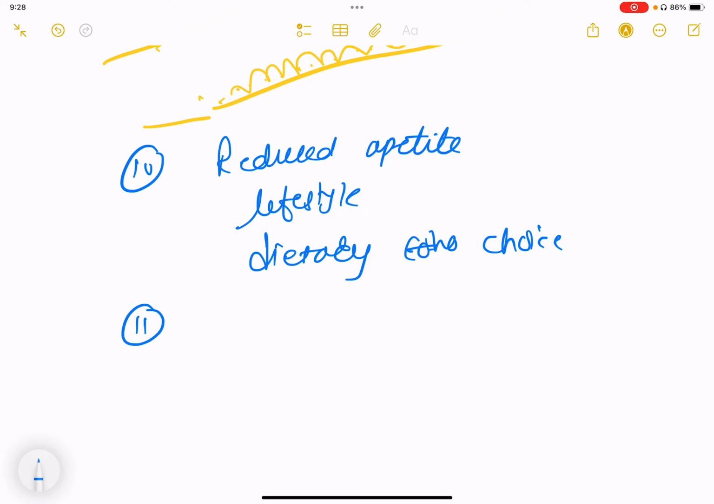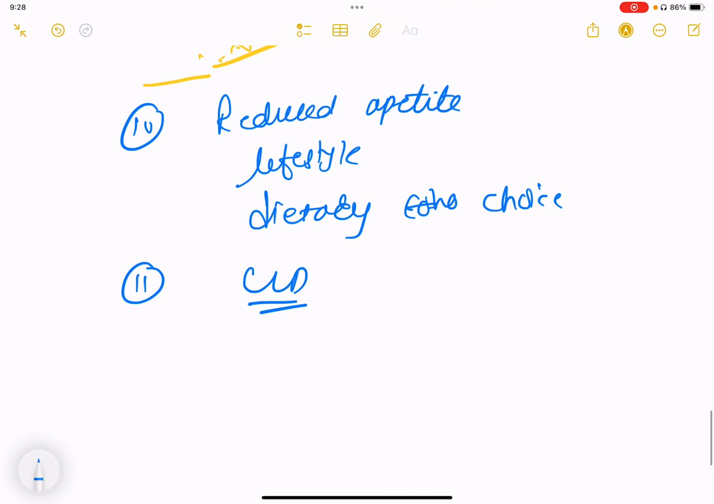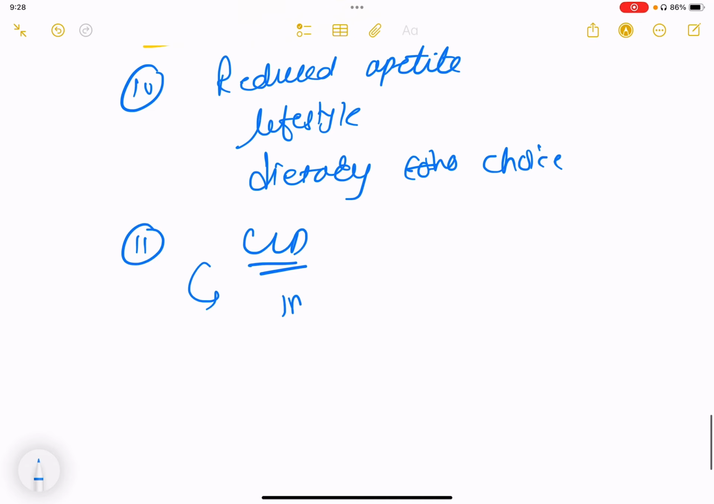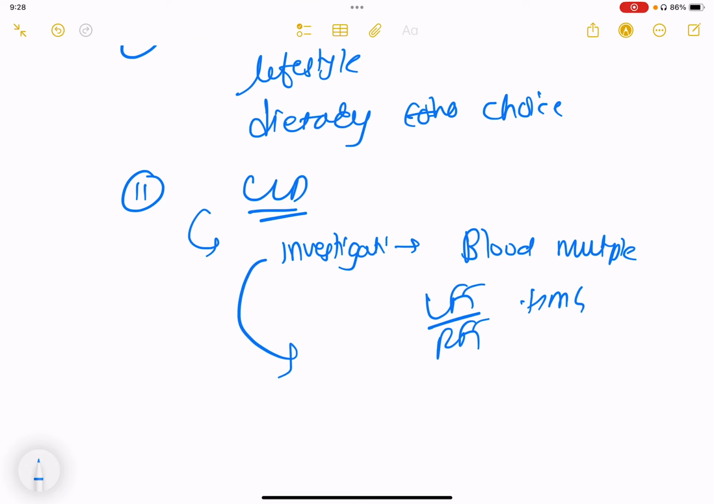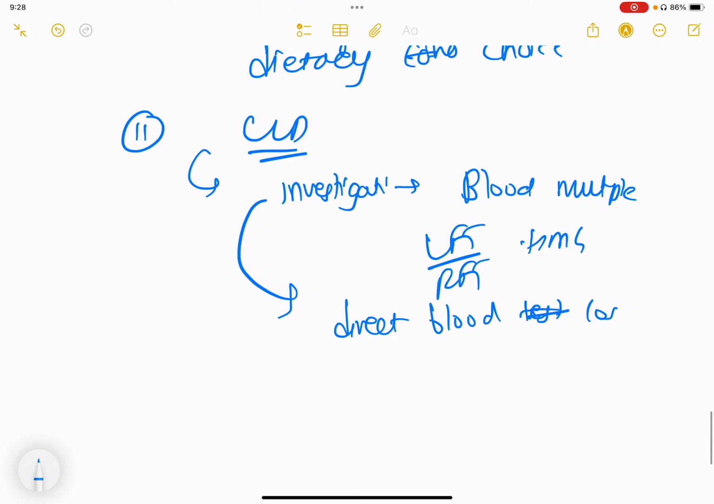Other reasons are that these CLD patients, because of so many reasons like fever or infections or lethargy or anemia, tend to get investigated a lot and hospitalized a lot, and because of that, blood is drawn multiple times for investigations like LFT, RFT, hemogram, or other blood tests. That also causes direct blood loss to the patient, and that can very commonly cause anemia.